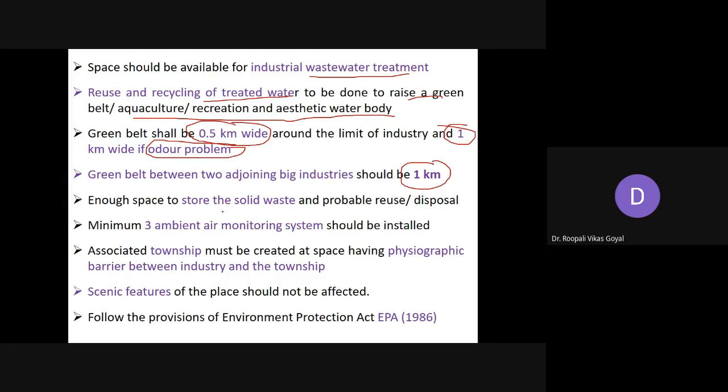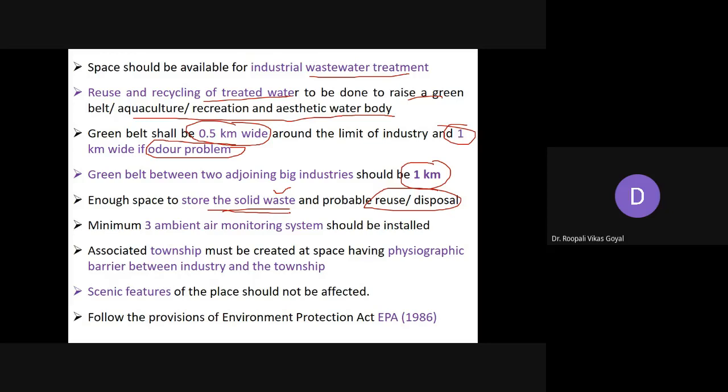Enough space to store the solid waste and probable reuse and disposal. Whatever solid waste they are generating, for that they should have certain storage space. Also they should have all the probable reuse aspects, where it can be reused, and if disposal is needed, where to dispose, safely dispose, so as to avoid land pollution. So this solid waste management is also to be done by industry, so that it should not result in some disaster.